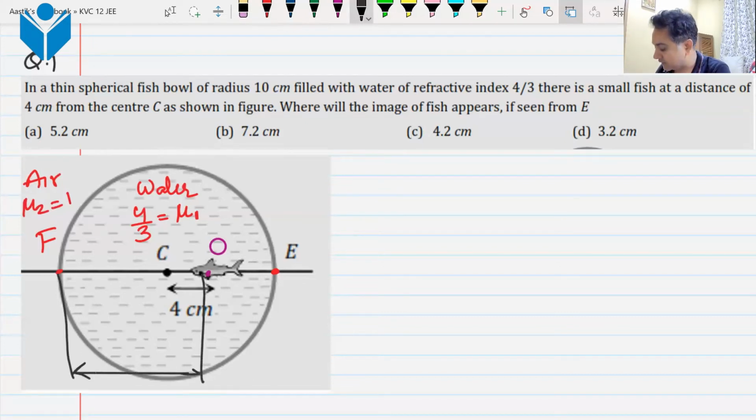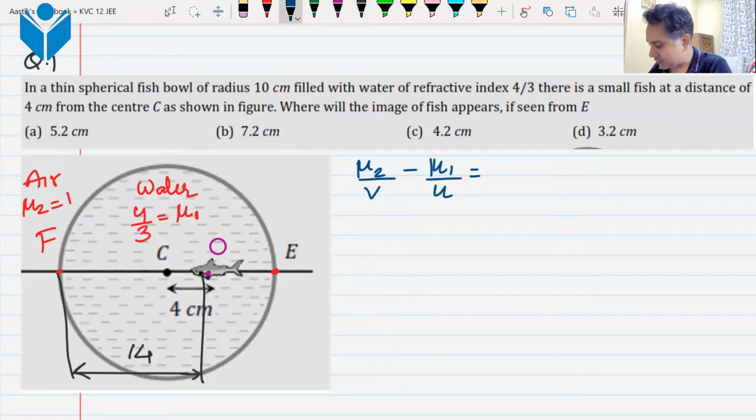14. This is definitely 14. 10 is from F to C. From C to O is 4. So this is 14. That's it. Now I can put my formula. My formula is again mu2 by V minus mu1 by U shall be equal to mu2 minus mu1 divided by R. I just have to put all the values. Mu2 is 1 divided by V.